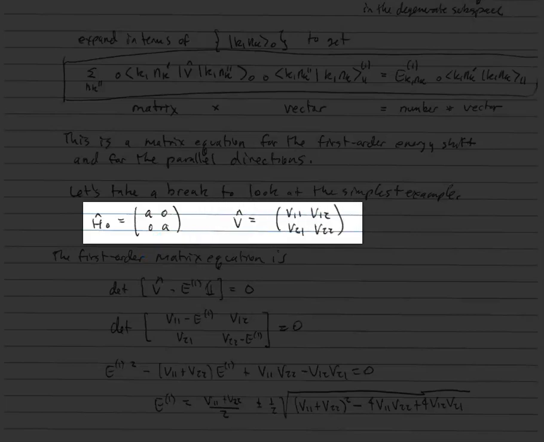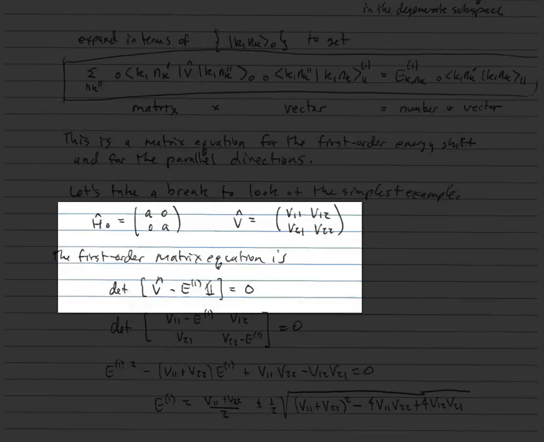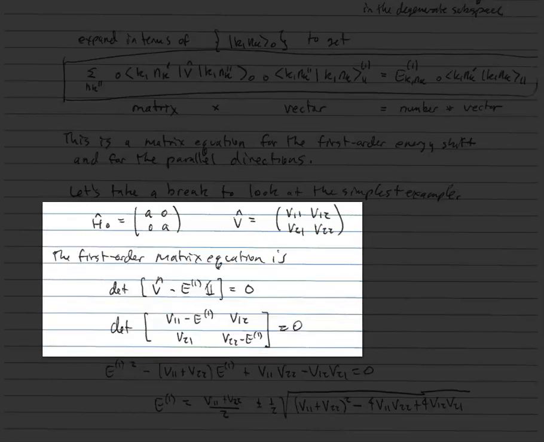Our V we're going to just assume is a full matrix of V11, V12, V21, V22. Because the Hamiltonian must be Hermitian, we know that V12 must equal V21 complex conjugate. So the first order matrix equation becomes the determinant of V minus E1 multiplied by the identity operator is equal to 0. So we go ahead and just plug in what that is. We'll get the determinant of V11 minus E1, V12, V21, V22 minus E1. That whole thing equals 0.